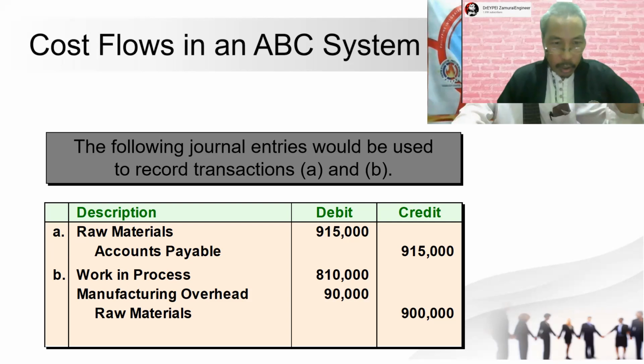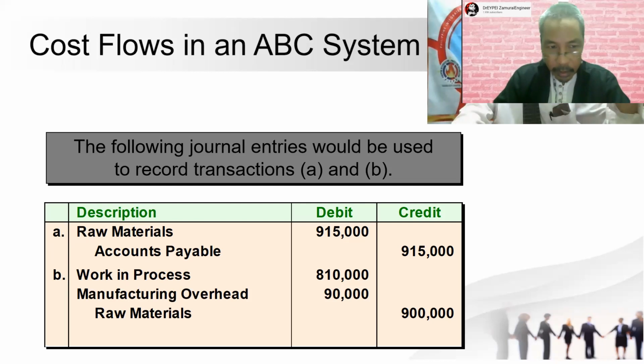For example, raw materials, that is 915. Then accounts payable, 915. You'll notice debit. Take note, debit is always on the left side. Credit is always on the right side. Debit should always equal credit: 915 for debit, 915 for credit.